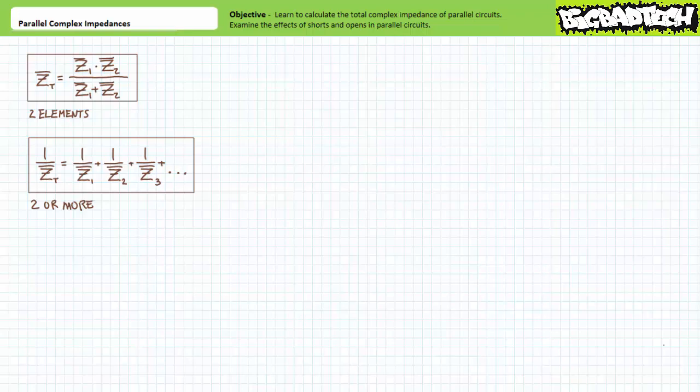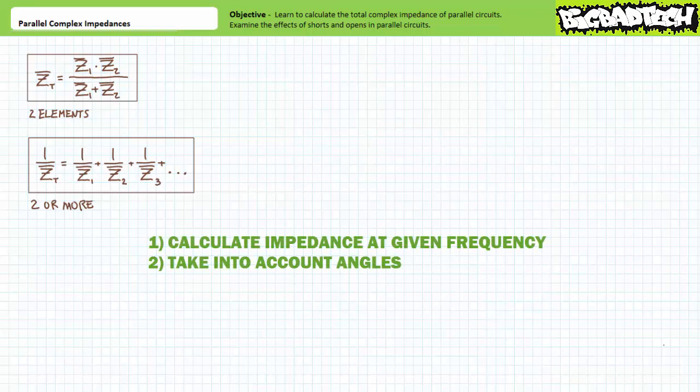However, one needs to take into account two additional rules when dealing with complex impedances. First, one needs to calculate the complex impedance of elements comprising the parallel relationship at that specific frequency. And second, one must take into account the angle of those complex impedances comprising the parallel relationship during the calculation process. Long story short, direction matters, and if you forget this fact, you will fail.